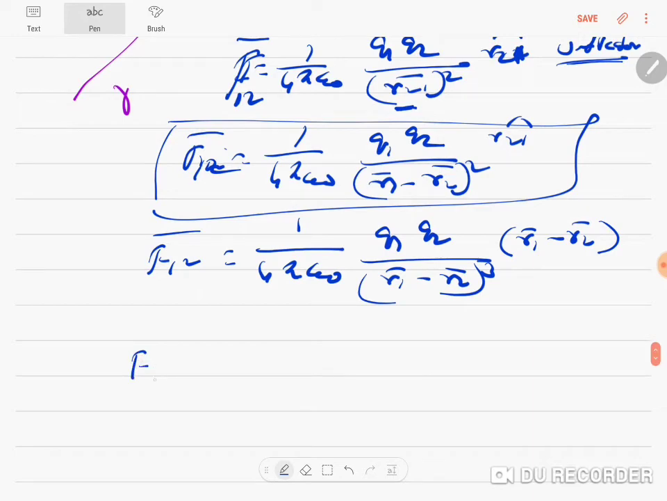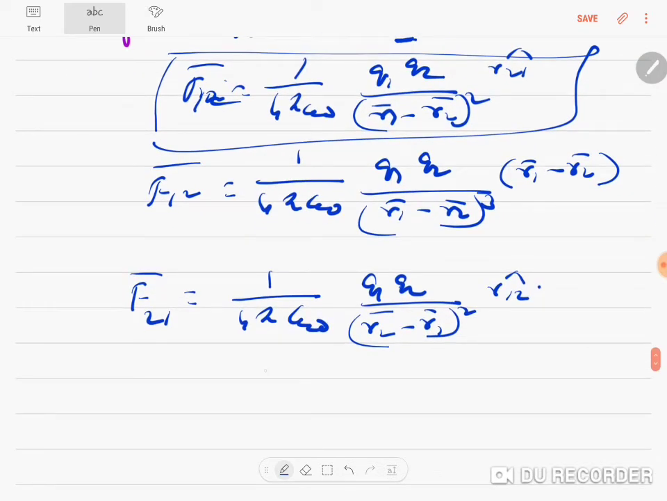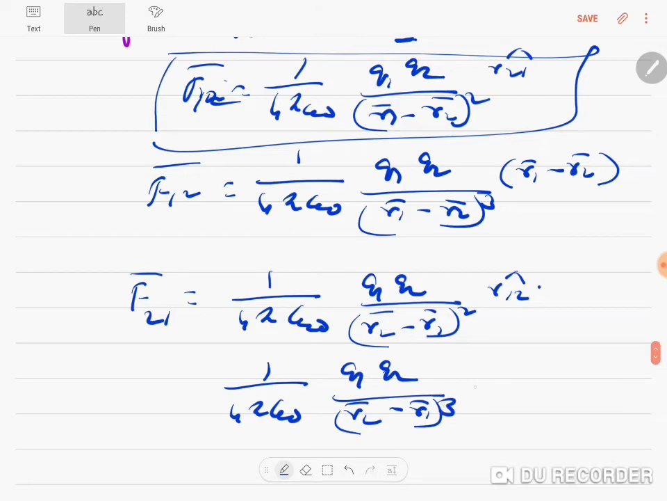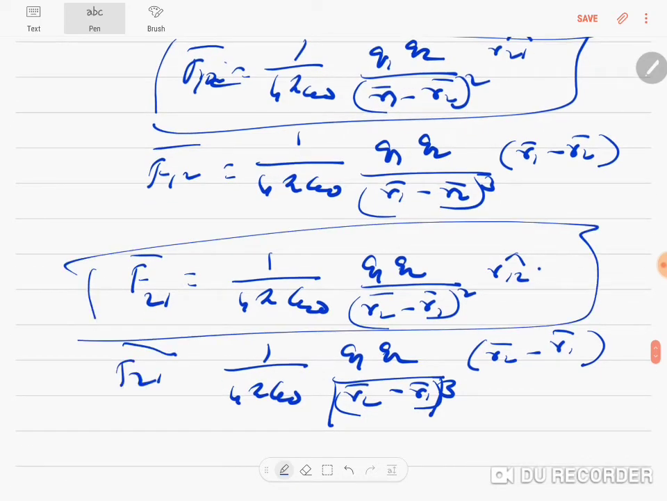Now there will be a force exerted on the second particle due to the first particle, which will be 1 by 4 pi epsilon naught q1 q2, but it will be r2 vector minus r1 vector the whole square into r12 cap. So in that case, you can also multiply and divide, and write 1 by 4 pi epsilon naught q1 q2 by r2 vector minus r1 vector, the whole cube into r2 vector minus r1 vector. You can write as magnitude also, so it still remains to be in vector form. You can take this as a final equation.